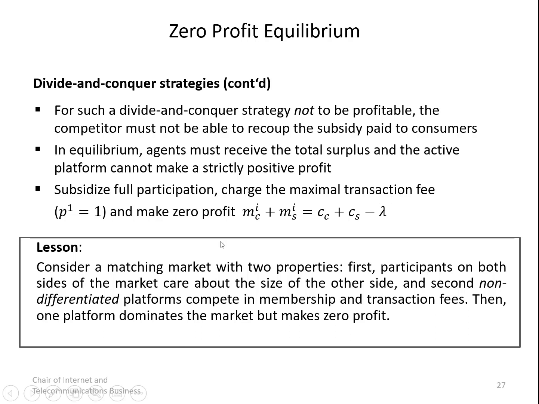Okay, so what lesson do we learn from here? That when we consider a matching market with two properties, first, participants on both sides of the market care about the size of the other side, and second, the platforms are non-differentiated and compete in membership and transaction fees. Then only one platform dominates but makes zero profit.